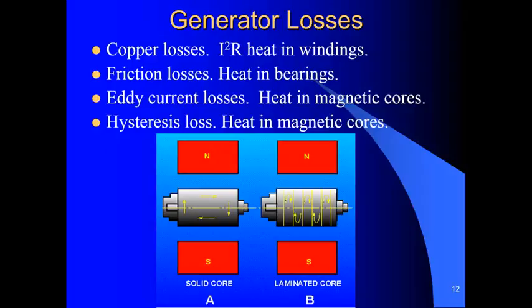Eddy currents are those as the magnetic field tries to go back and forth. It creates heat as those magnetic domains bump into each other. And then there's hysteresis loss, which we talked about in previous classes. Hysteresis is the cause or effect when things are changing directions continually. They generate heat in the magnetic cores as well. One of the ways that we prevent that is by using laminated cores. That helps to prevent some of our hysteresis loss and our eddy current losses, but it doesn't do 100%.